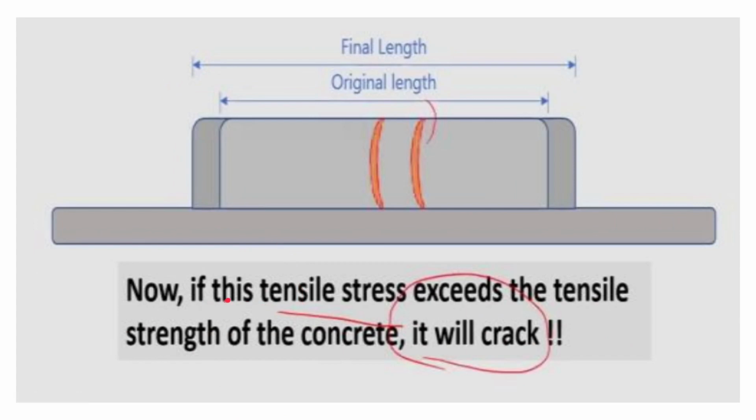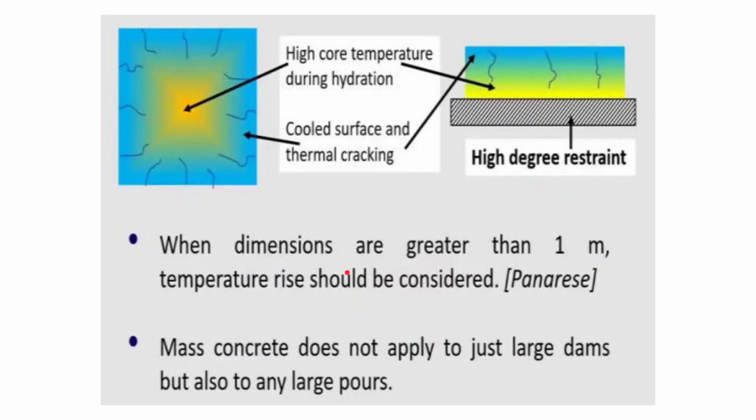Okay, so now if this tensile stress exceeds the tensile strength of the concrete, it will crack, just as we studied. As you can see in this photograph, there is high core temperature inside and a cool surface outside. But when there is a high degree of restraint, that will generate the tensile stress, and that will lead to thermal cracking.